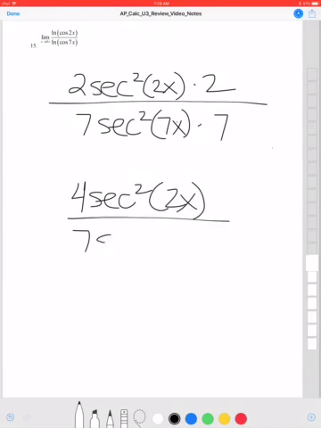Alright, so 4 secant squared. Oops, it should be 49.